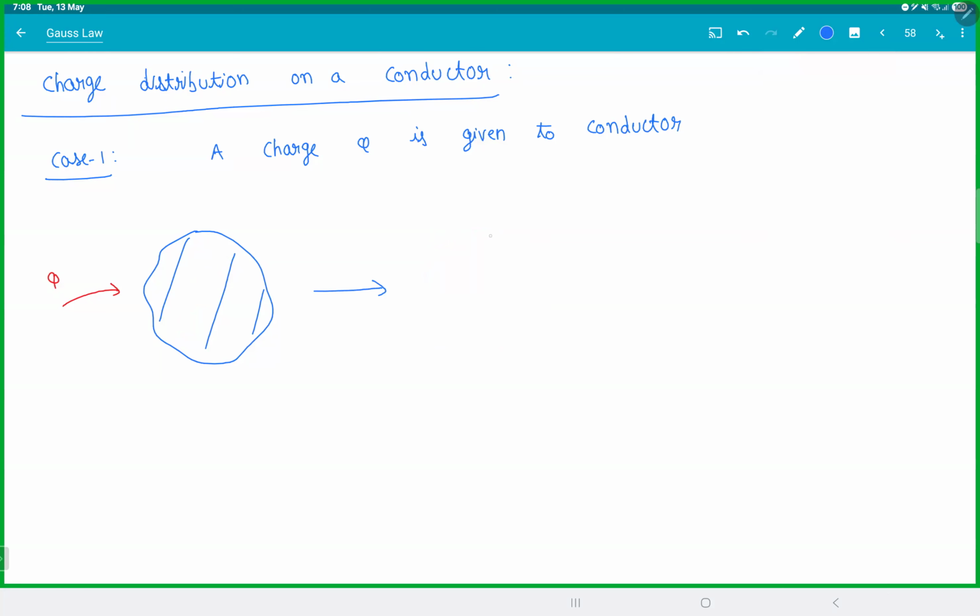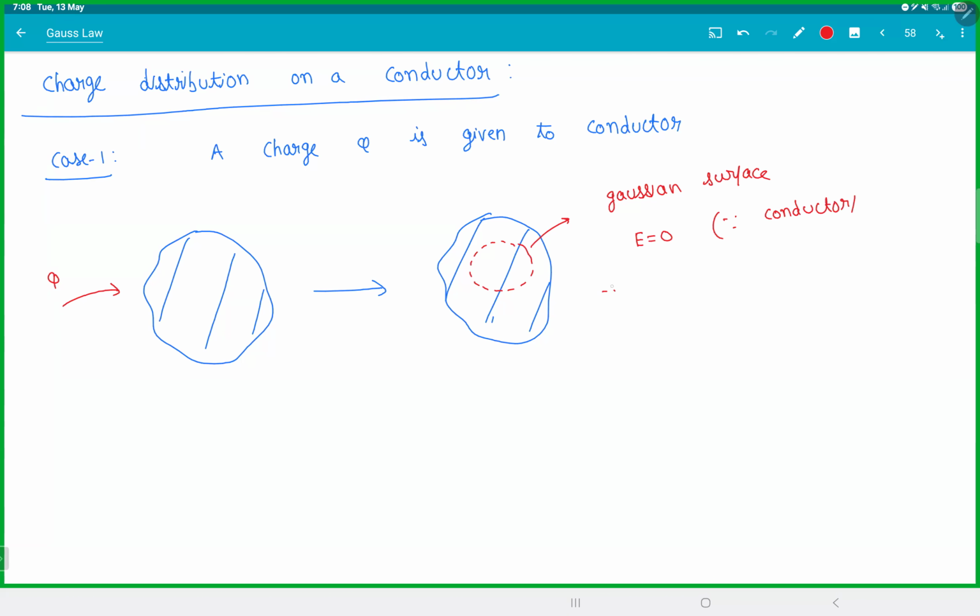But anyway, let's prove it. So if you take a conductor, consider a Gaussian surface anywhere. Now, just now we proved the field inside a conductor is zero. E is zero since it's a conductor. If the field is zero, then therefore, flux is zero. If flux is zero, that means the Q enclosed is zero, meaning you cannot have any charge within the red boundary. Therefore, you cannot have any charge inside the conductor.